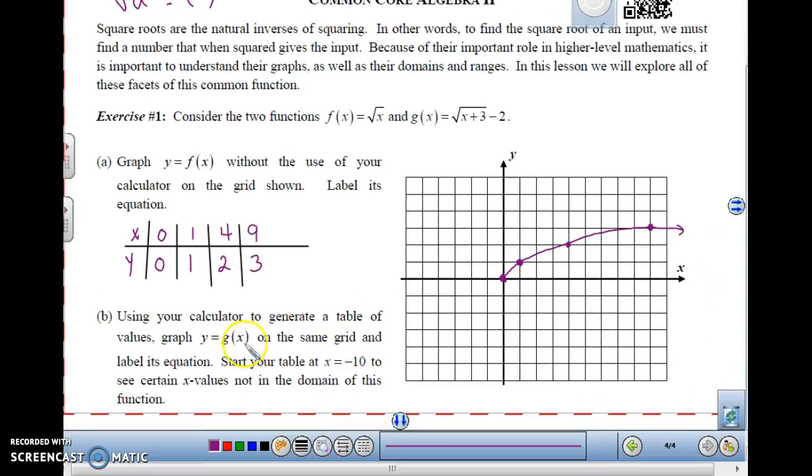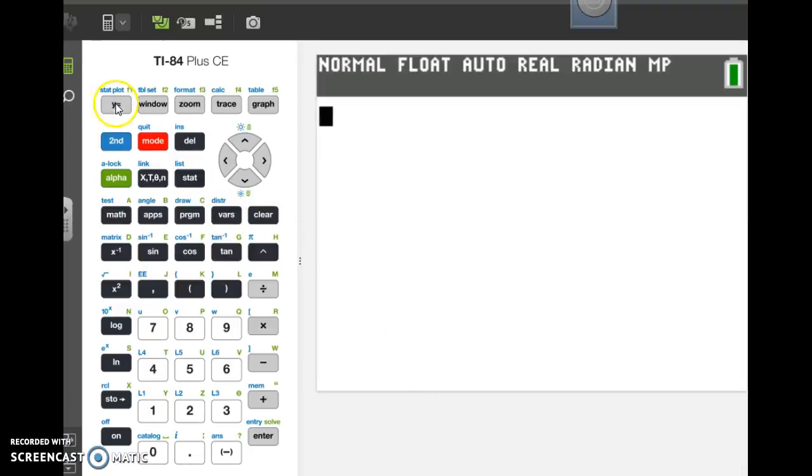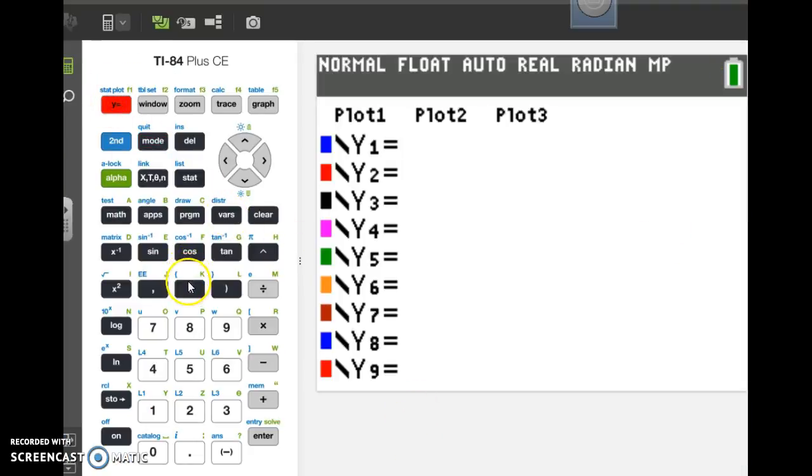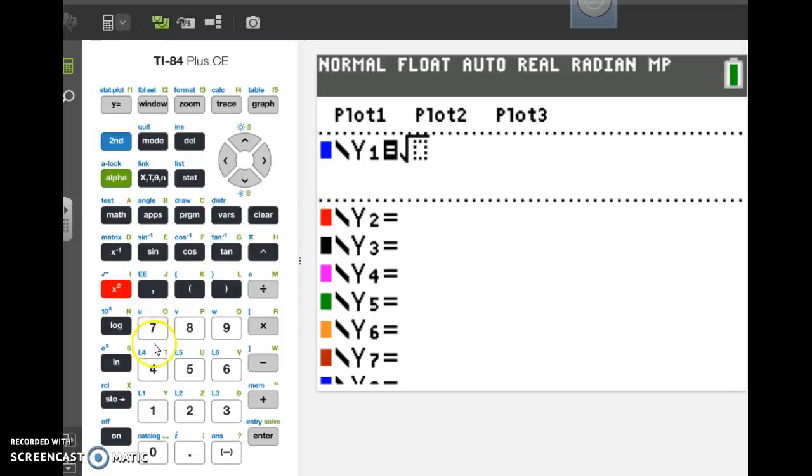Now, using your calculator to generate a table of values, graph y equals g of x on the same grid and label its equation. Start your table at x equals negative 10 to see certain x values not in the domain of this function. I'm going to grab my calculator, go to y equals, and put in, exactly as you see it, the square root of x plus 3. Forward arrow to stop the square root, because notice the minus 2 is not under the square root. Then I want to look at my table.